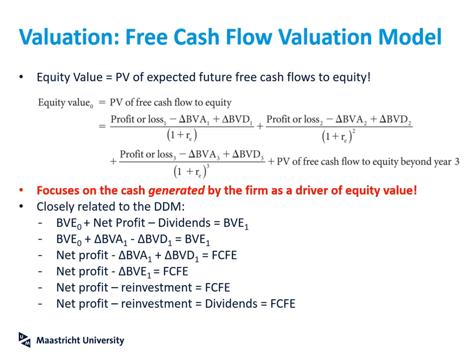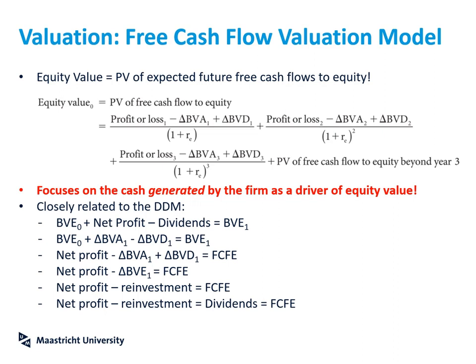Alternatively, we can also say that the book value of equity changes as a function of the book value of assets and the book value of debt. So the book value of equity at the beginning of the year, we add to that the change in assets, and we subtract from that the change in assets that's not financed with equity, but that's financed with debt.